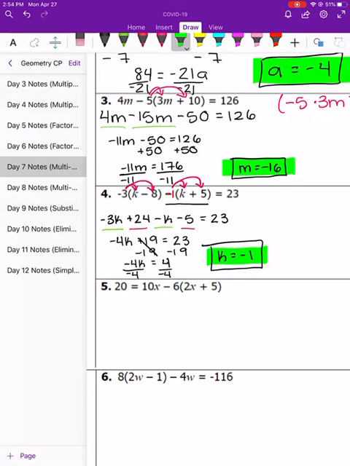Okay, so I want you guys to try 5 and 6 on your own. I'm going to put the answers down, but this is a good point for you guys to stop and try to work them out by yourselves and see if you guys got them. So for 5, you guys should get that x equals negative 25. And for 6, you guys should get that w equals negative 9.